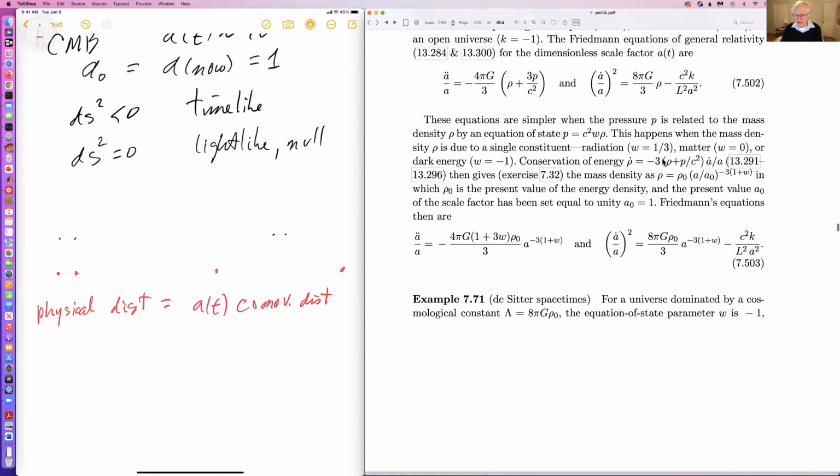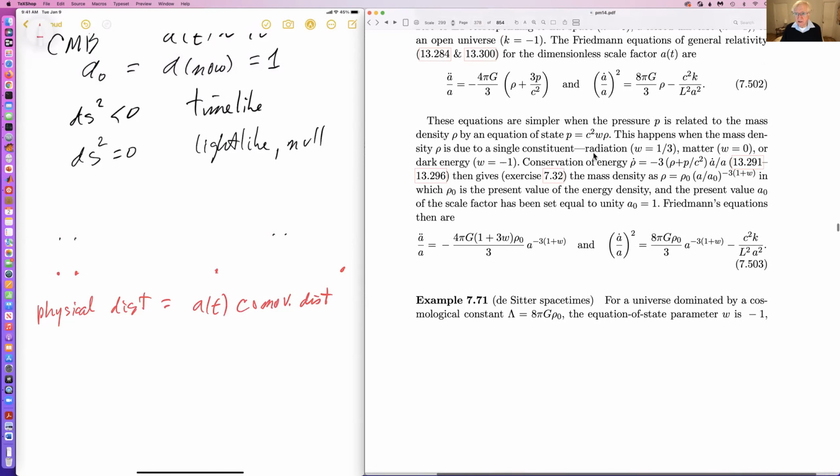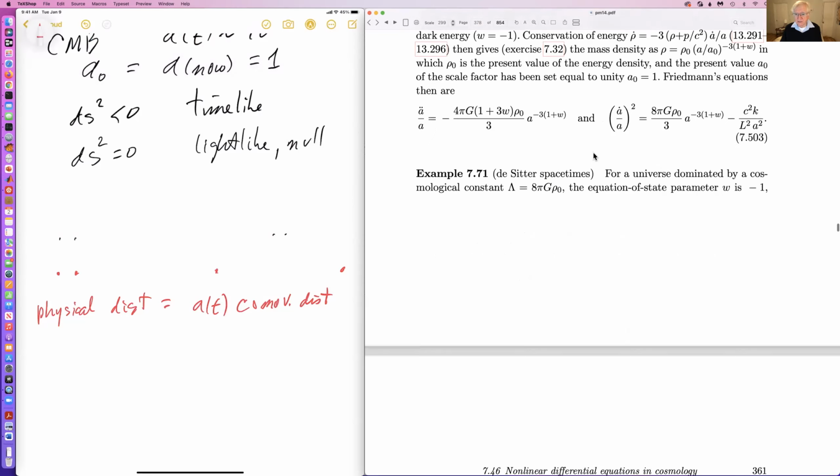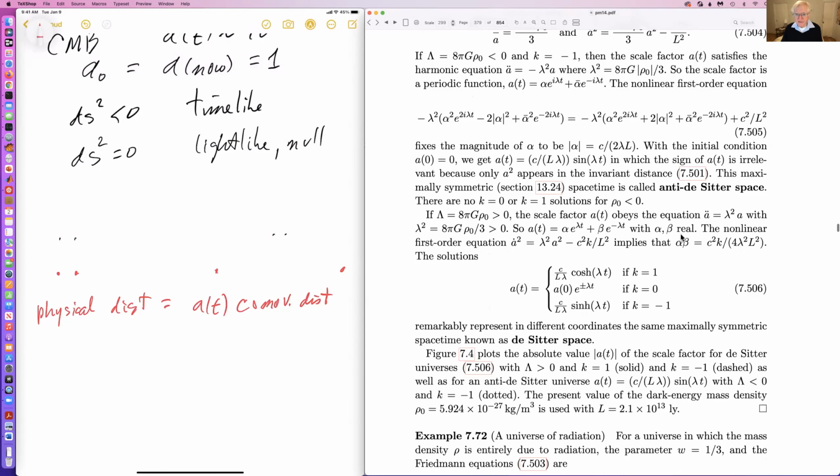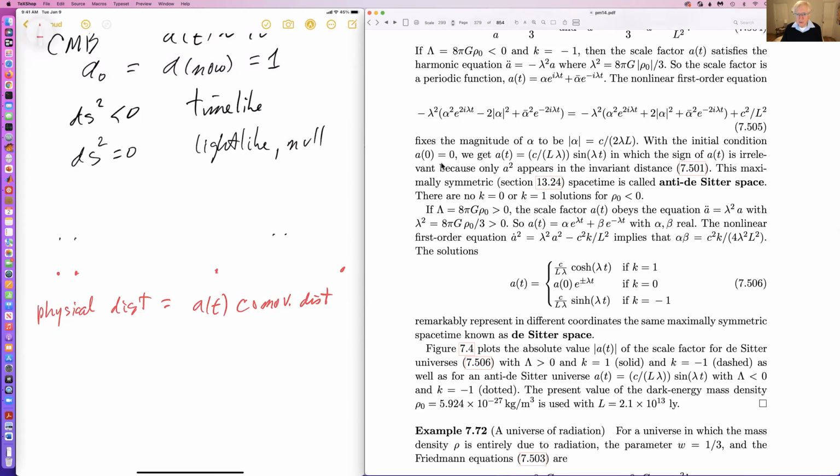So let's see, where was I here? I'm sorry, we were in the anti-de Sitter case. So here we have, with an initial condition of a0 equal to 0, the scale factor goes as a sine. So this is a pretty crazy universe, and this is called anti-de Sitter space. Turns out there are no k equals 0 or k equals 1 solutions for negative rho 0.